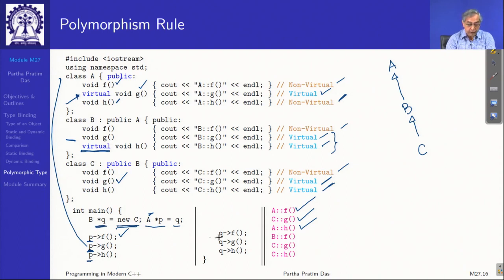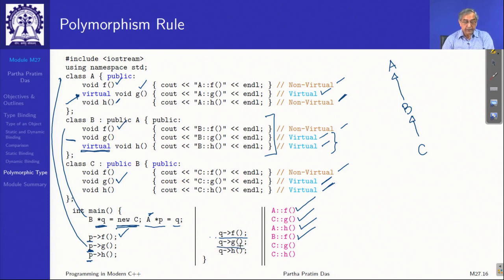If I do Q pointer F, Q is of type B, right. So, it will look at this class B for resolving whether it should statically bind or dynamically bind. So, it finds that F is non-virtual here, it has not inherited virtualness from the parent either. So, it will bind by the type of Q, the type of the pointer. So, the type of the pointer is B star. So, it calls B::F.